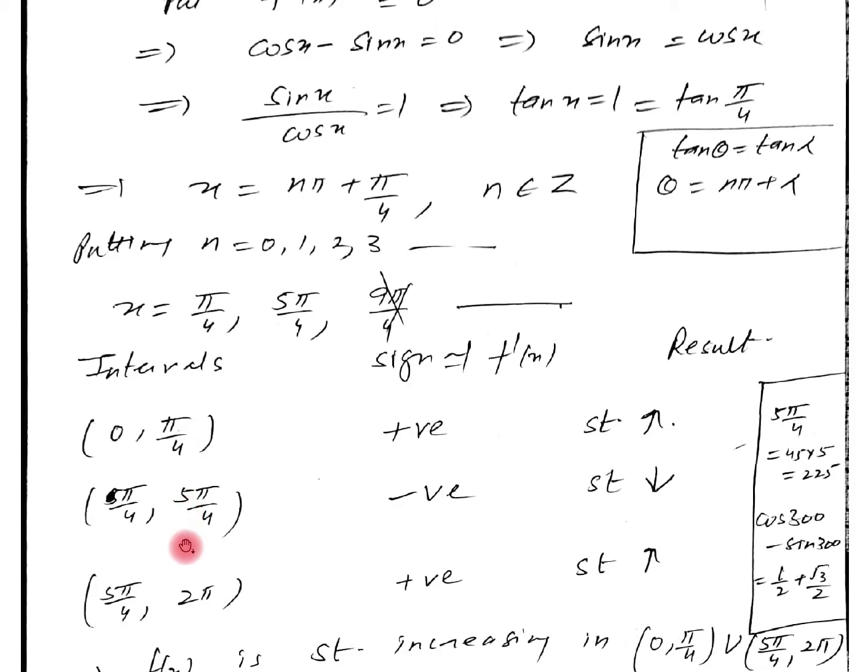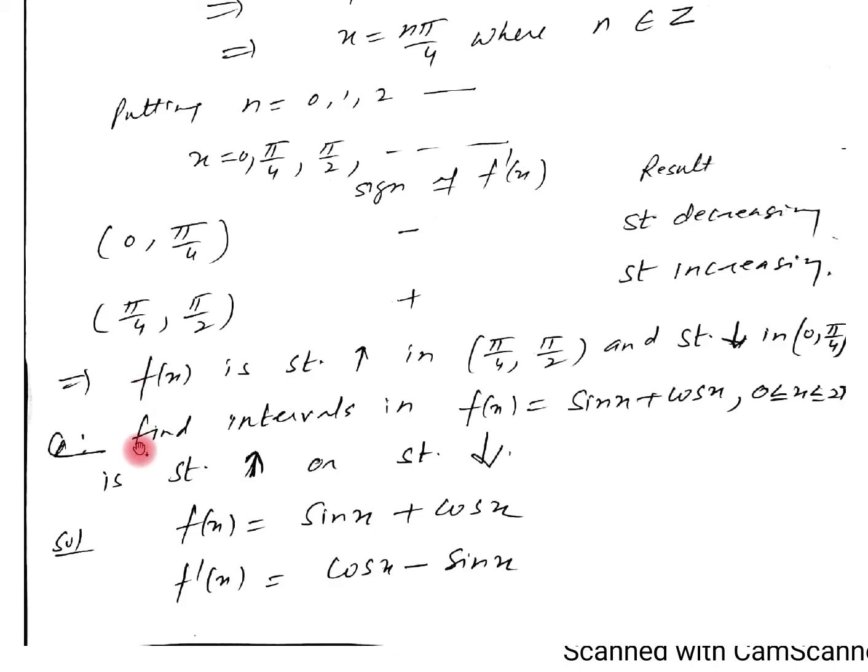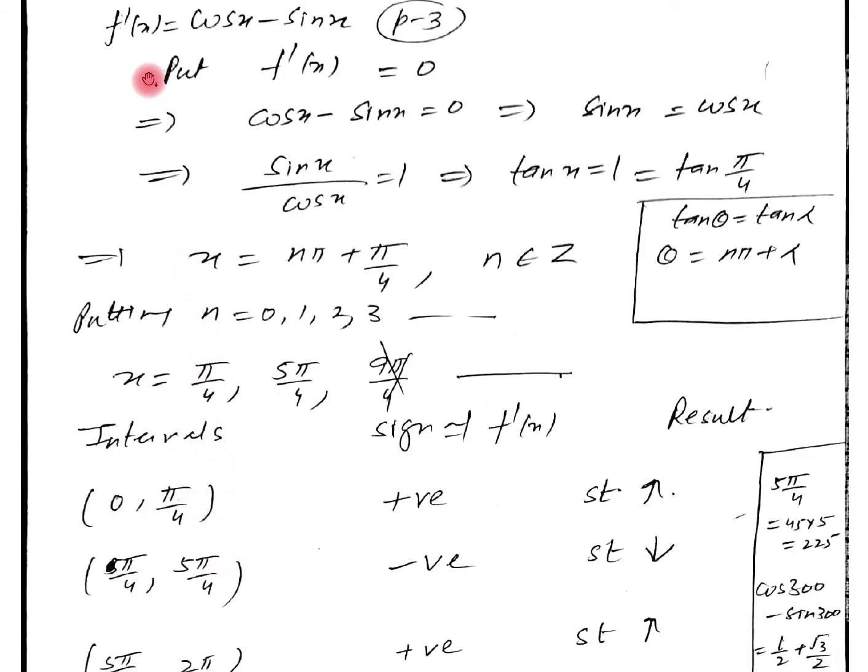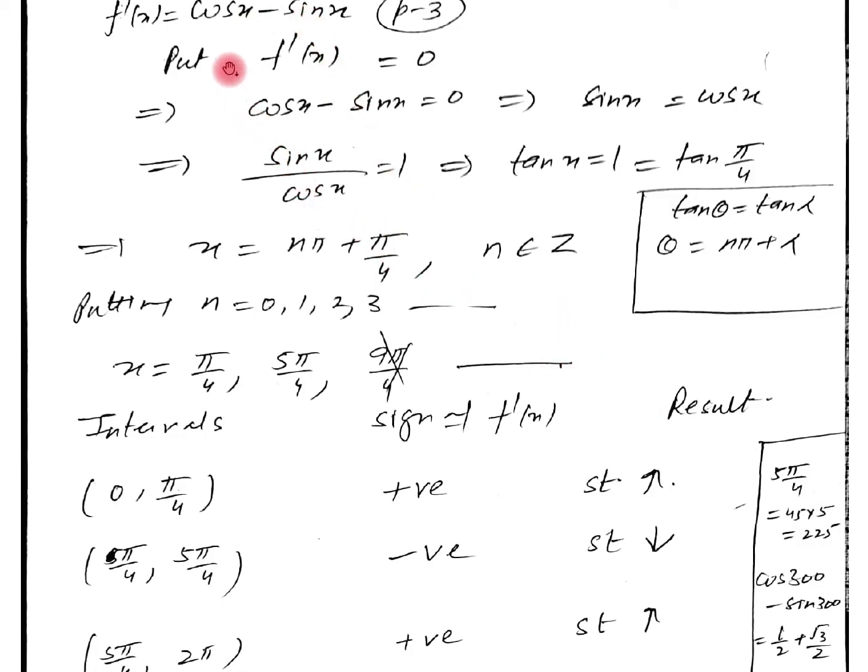Now in these intervals I will check the sign of f dash x. I can choose any value in an interval and put it in f dash x. Suppose in the first interval I am choosing the value of x as 30 degree. Putting x equal to 30 degree, it becomes cos 30 minus sin 30. Cos 30 is root 3 by 2, sin 30 is 1 by 2. Again this quantity is positive. Then the sign of f dash x is positive. Therefore the function is strictly increasing.